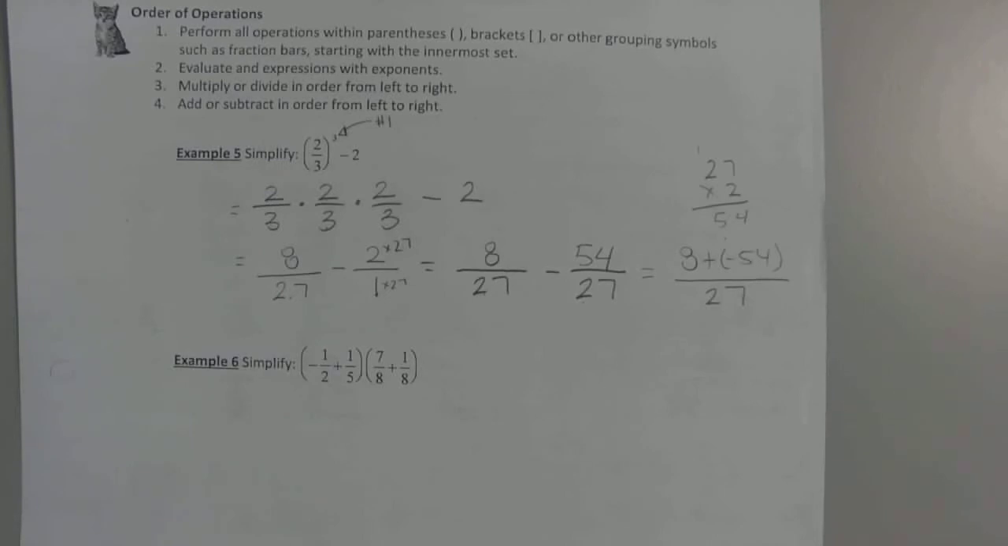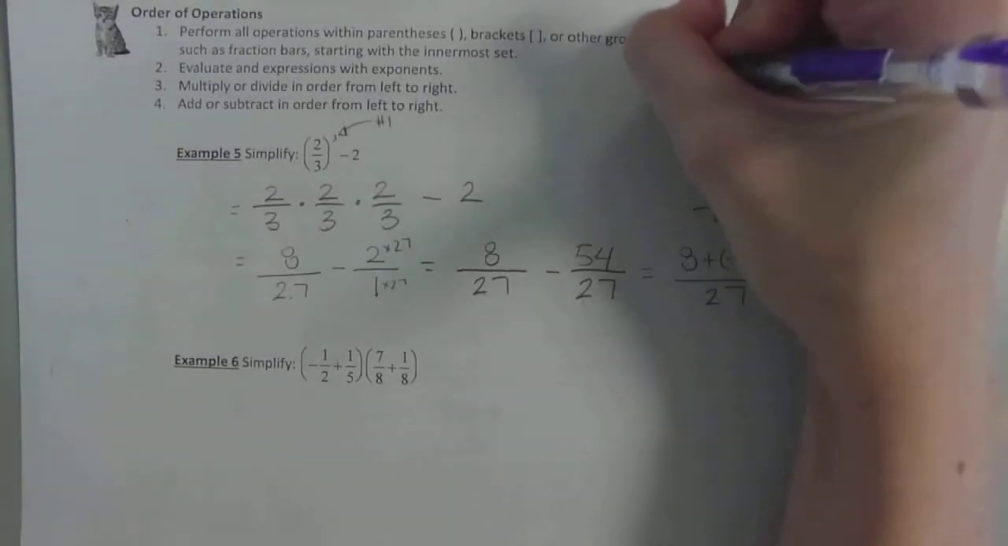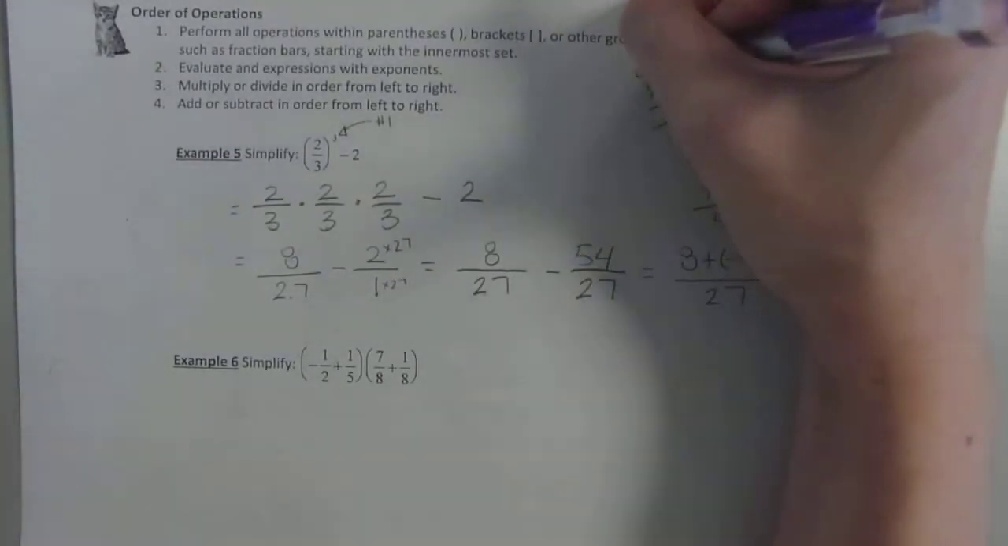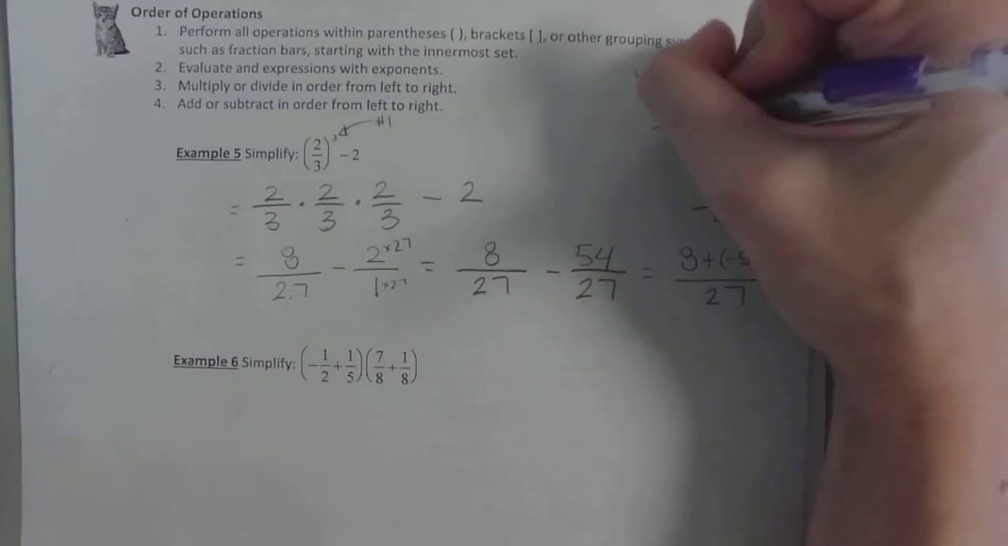8 plus a negative 54 over 27. Remember, subtraction changes to addition. The second number is opposite. What do you do when you add opposite signs? You really subtract.